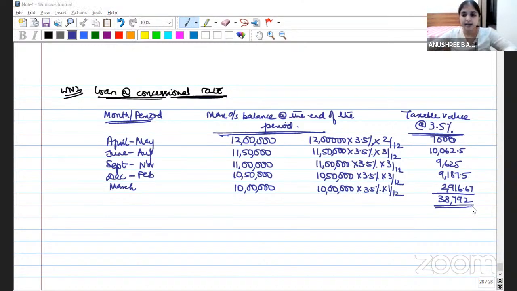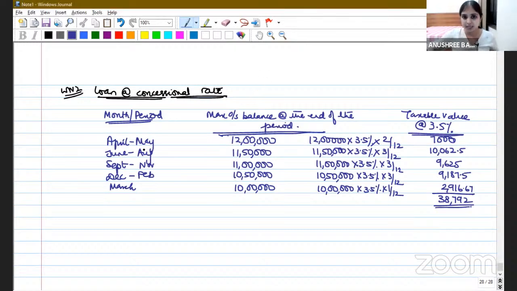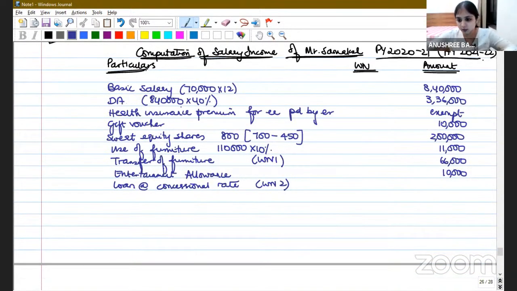Are we all getting it right? Yes. June he makes the payment. September he makes a payment. December he makes a payment, and March he makes a payment. So whenever he makes a payment, I start a new period. June to August, 11,50,000 will be outstanding. September he pays off 50,000. So September onwards, only 11 lakh outstanding. December he makes another payment. March he makes another payment. So what's the total taxable value over here? 38,792. I hope they're all clear with this.